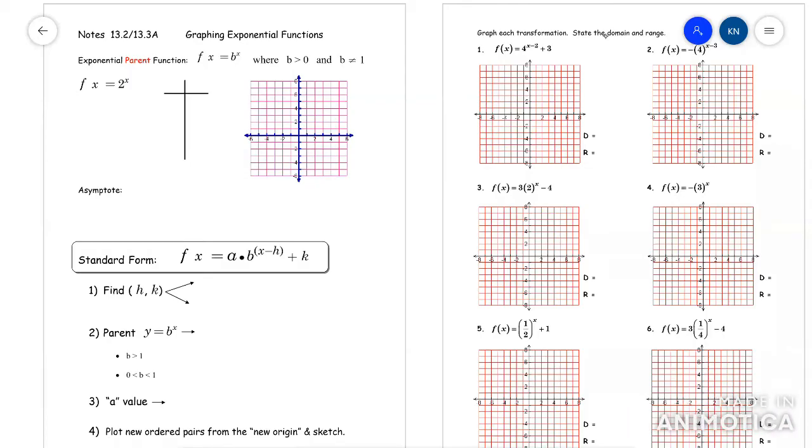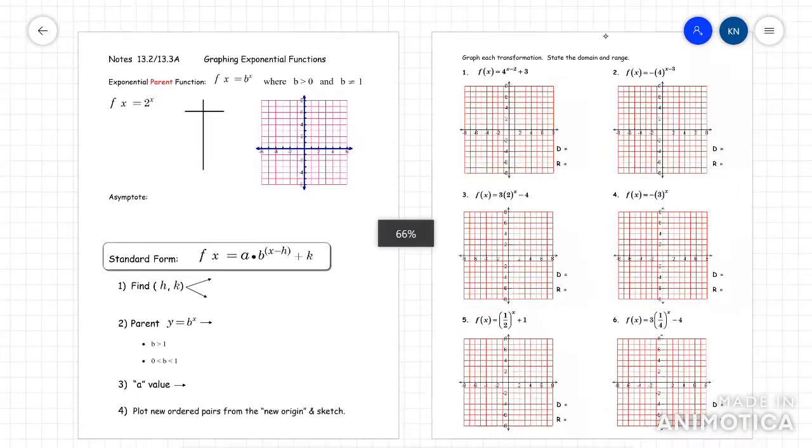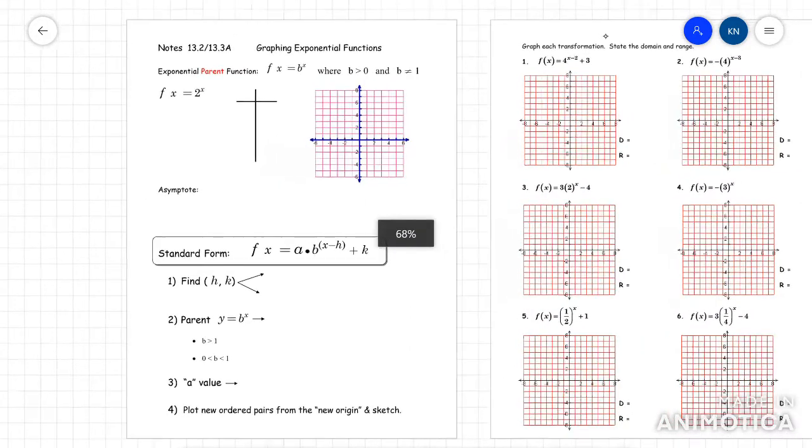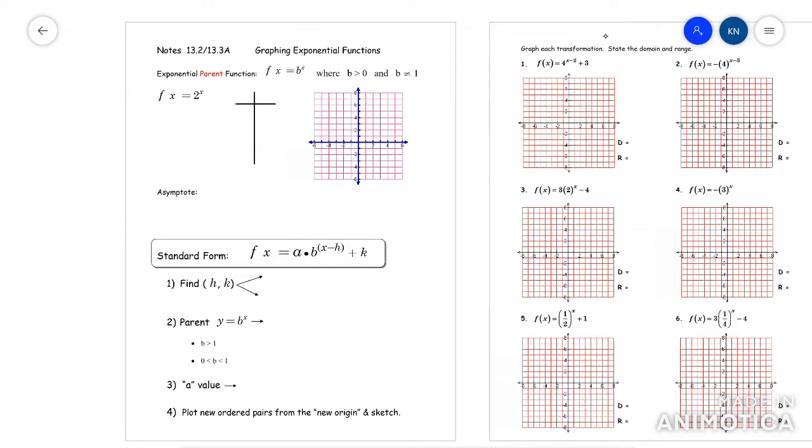All right, this video is going to go over 13.2 and 3a, which is exponential functions and how to graph them. So let's go ahead and get started. The first thing I would say that you need to know is you're going to have a base with an exponent, b. Like over here to the right, generally it has the parentheses around it, but not always.